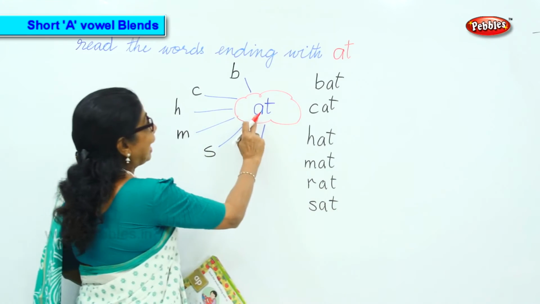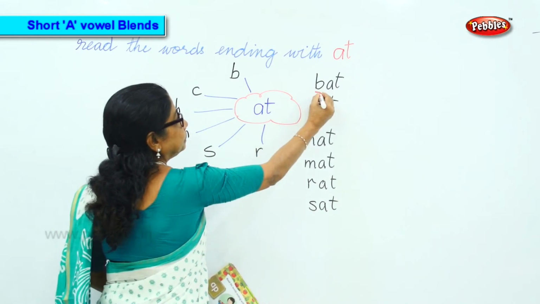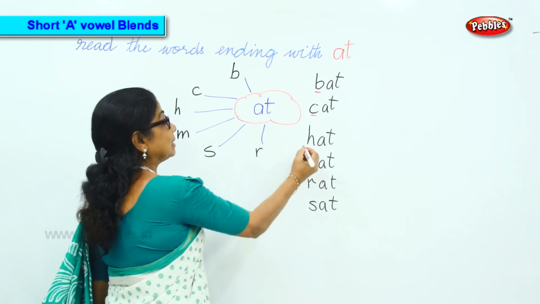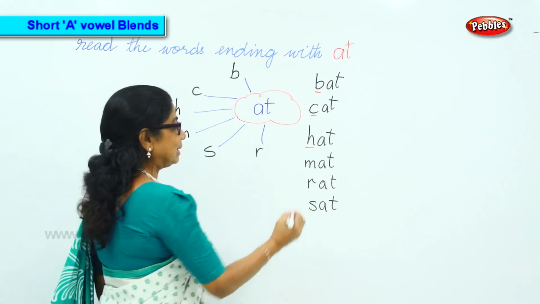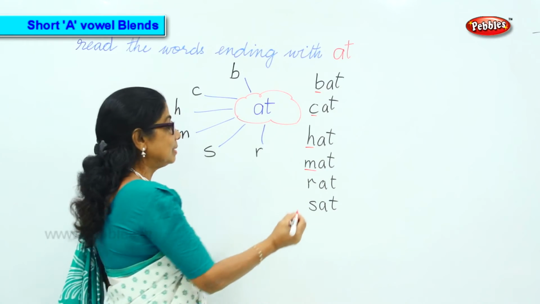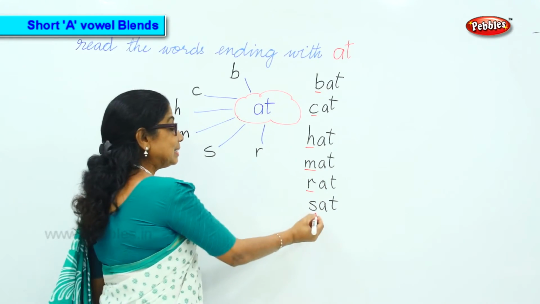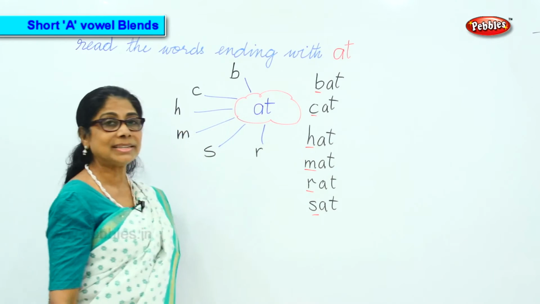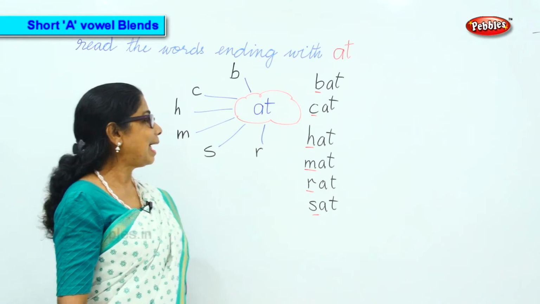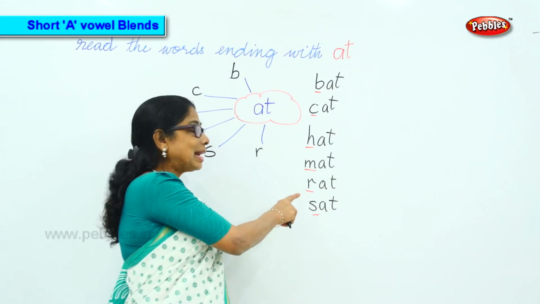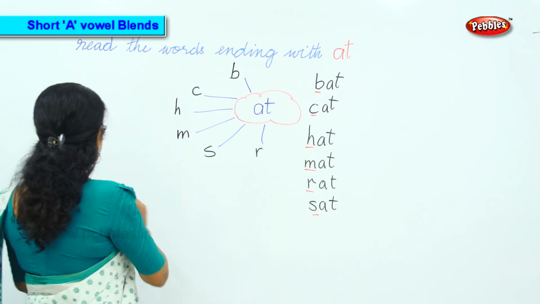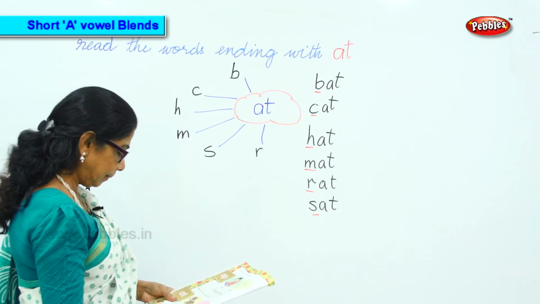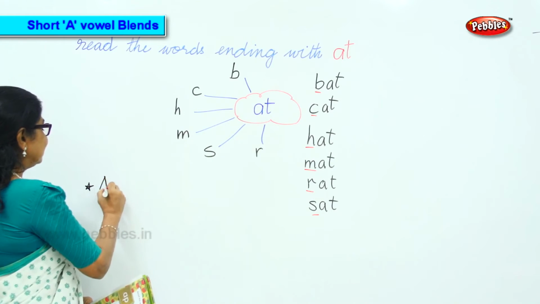Look at the words now. What have we done? At words. B, bat. K, cat. Hat, mat, rat, sat. Okay? Bat, cat, hat, mat, rat, sat. Now let's create some short sentences. Okay?